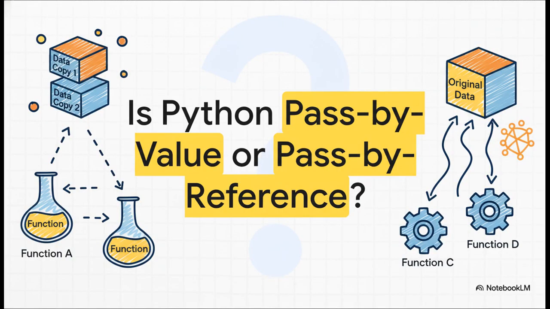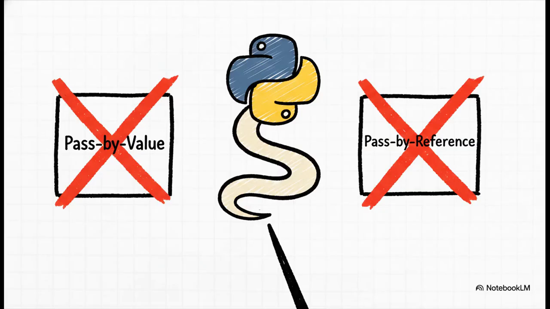So if you've spent any time with languages like C++ or Java, you've been trained to ask this exact question, right? When you call a function, are you sending a copy of your data, or are you sending a direct link to the original thing? It seems like it should be one or the other. And here's the big twist. With Python, the answer is neither. It doesn't really fit into either of those neat little boxes. Python does its own unique thing, and once you get it, it'll completely change how you understand your code.